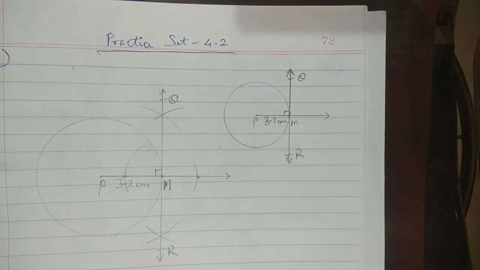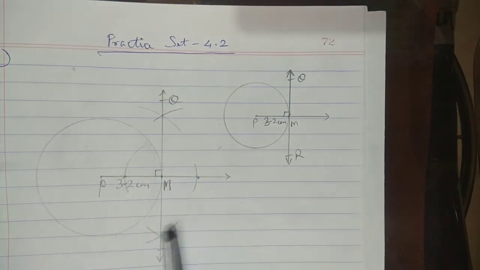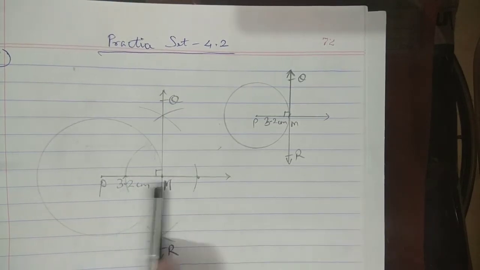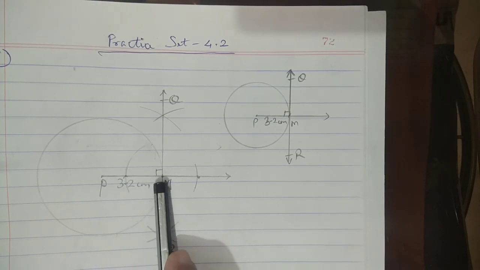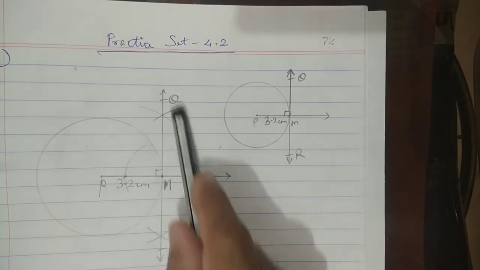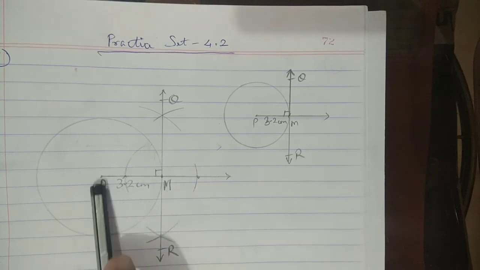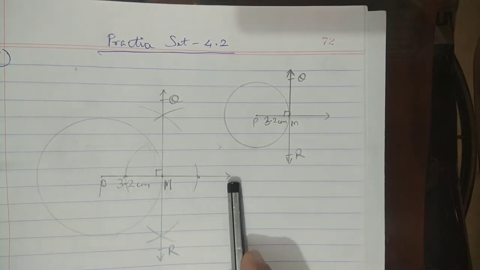So this was question number 1. For the construction of this tangent, we took help of the center. Can you see this? The center is point P, and we extended the radius. So we took help of this center for drawing the tangent, and extended the radius ahead.